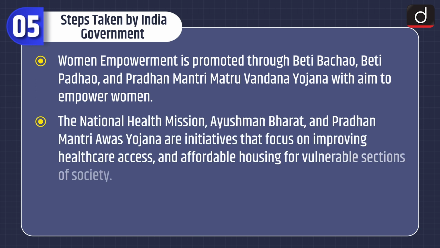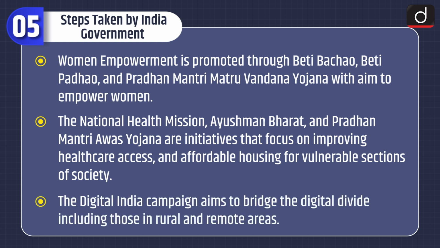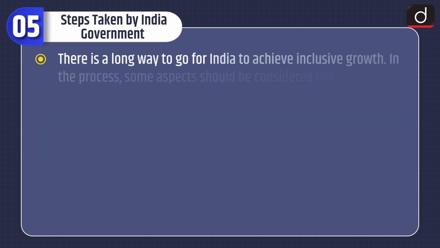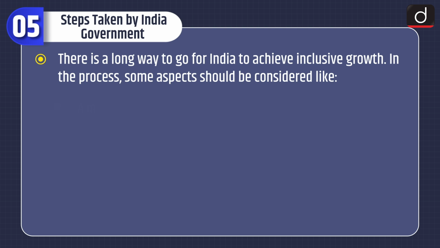The National Health Mission, Ayushman Bharat and Pradhan Mantri Awas Yojana are initiatives that focus on improving healthcare access and affordable housing for vulnerable sections of society. The Digital India campaign aims to bridge the digital divide, including those in rural and remote areas. There is a long way to go for India to achieve inclusive growth.